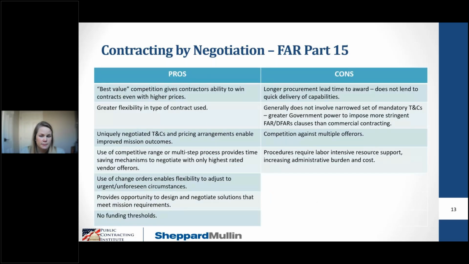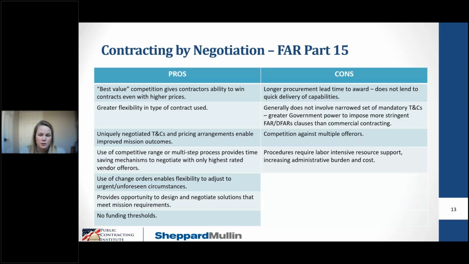Pros of contracting by negotiation. Best value contracting sometimes allows you to offer higher prices than your competitors, and than you might offer in the commercial marketplace, if you can still justify that you offer the best value to the government. There's greater flexibility in the types of contracts you can use. For example, we finally have a contract type that allows for the use of cost type contracting, if that's something you really are just dying to do.